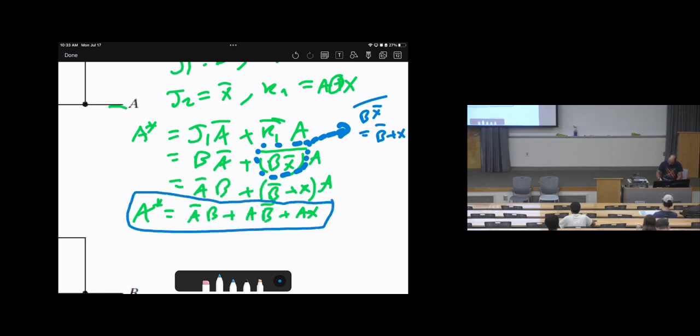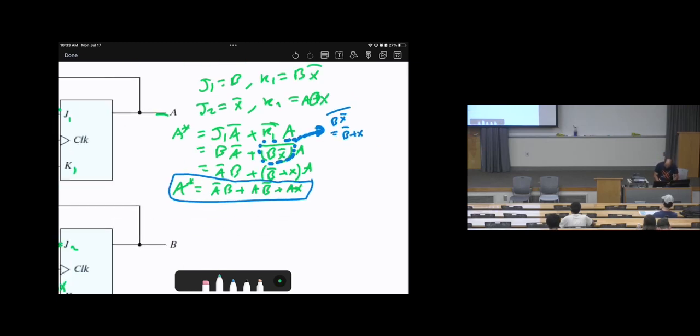This is the equation of A star. On the other hand, let's look at the equation of B star. B star equals J2 times B bar plus K2 bar times B. Okay? Is this clear? Now let's substitute them. J2, as we see here, is X bar. So it will be X bar B bar plus K2 bar. K2 is actually A exclusive OR with X, and there is a bar above them, times B.